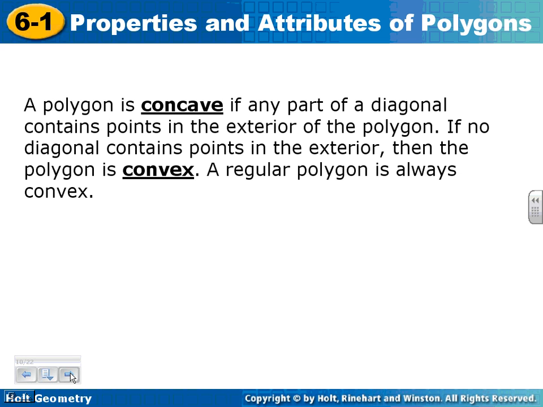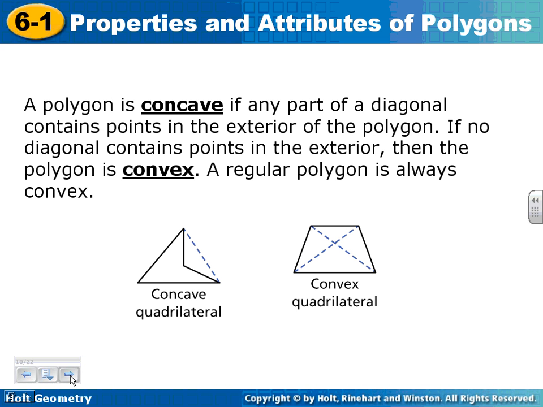Some more vocab. A polygon is concave if any part of a diagonal contains points in the exterior of the polygon. If no diagonal contains points in the exterior, then the polygon is convex. A regular polygon is always convex. So concave, think of it as it's caved in.